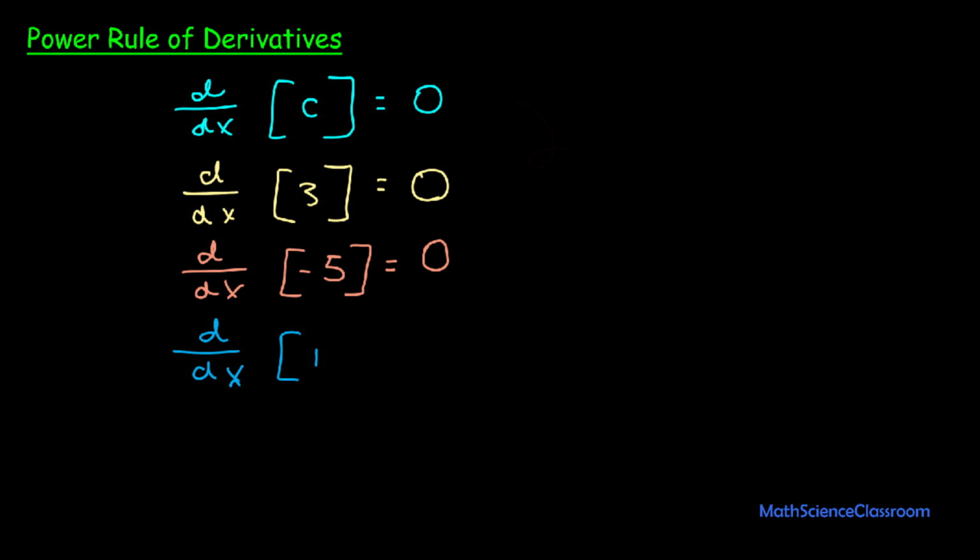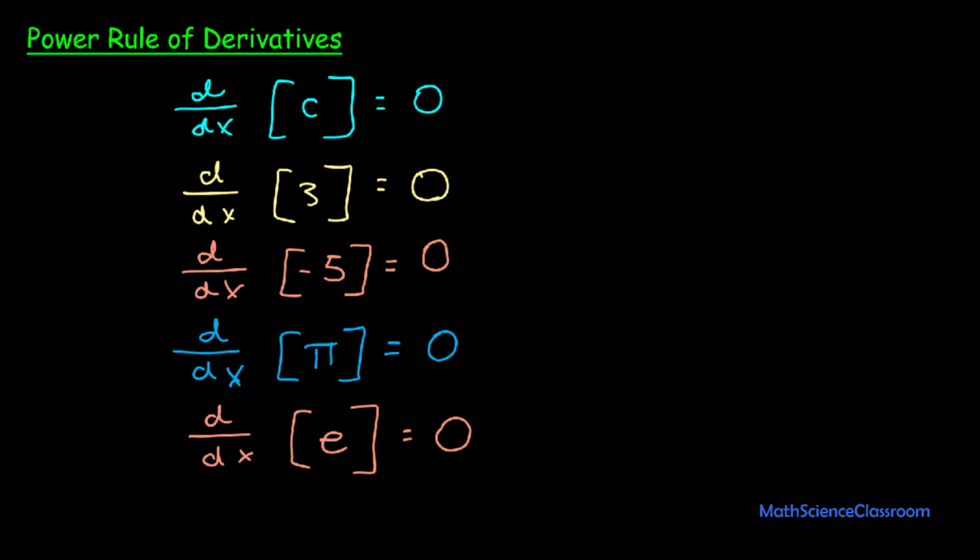What is the derivative of pi? The derivative of pi, because pi is a constant, equals 0. What is the derivative of e? We know e is a constant, so the derivative of e equals 0.